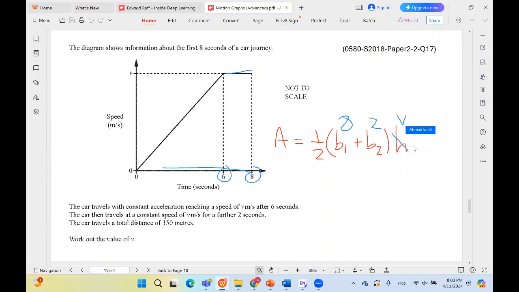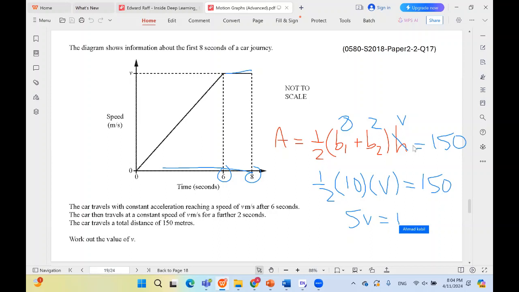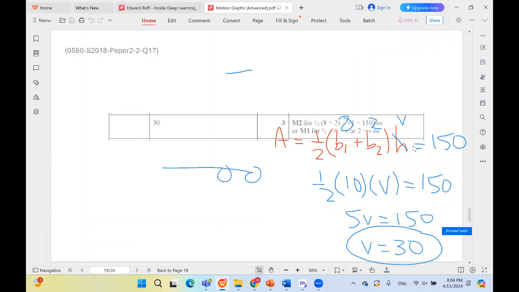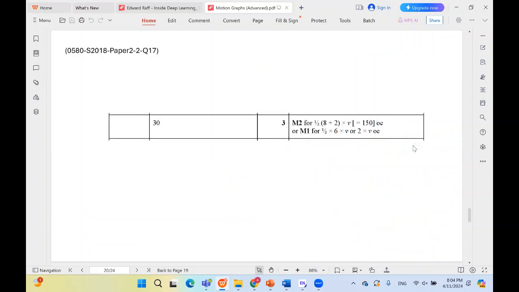And then all of this is equal to the total distance traveled, which is given in the problem as 150. So half times 10 times v equals 150. So therefore, 5v equals 150. And you divide by 5, you get v equals 30. And 30 here is the correct answer.